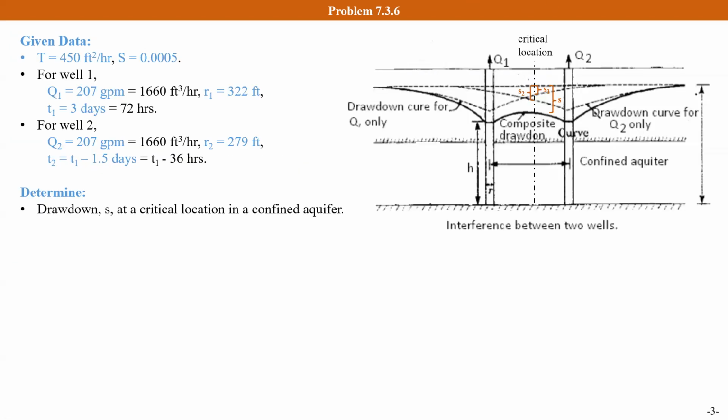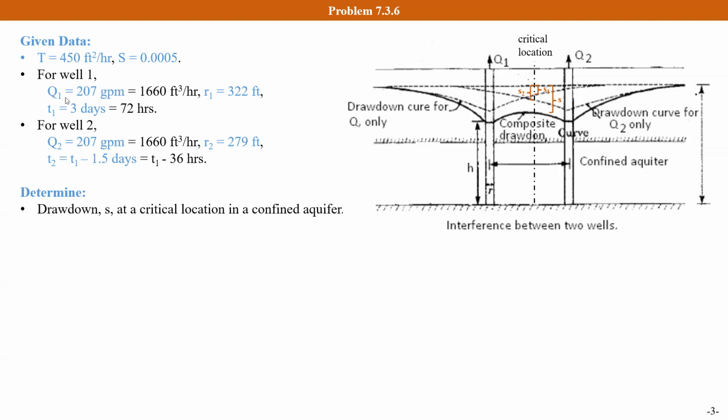Now let's take a look at the second problem. In this problem, we know the transmissivity T equals 450 square feet per hour, and the storage coefficient S equals 0.0005. On the right-hand side is a plot. In this plot, we can find the location that we are interested in is here. It's represented by the dashed line.